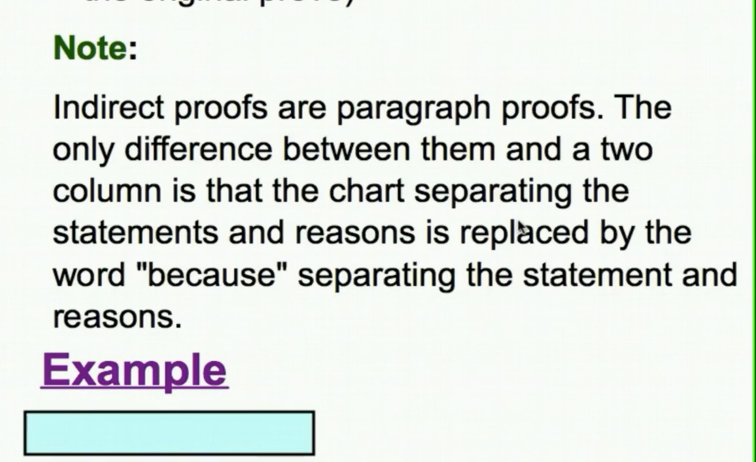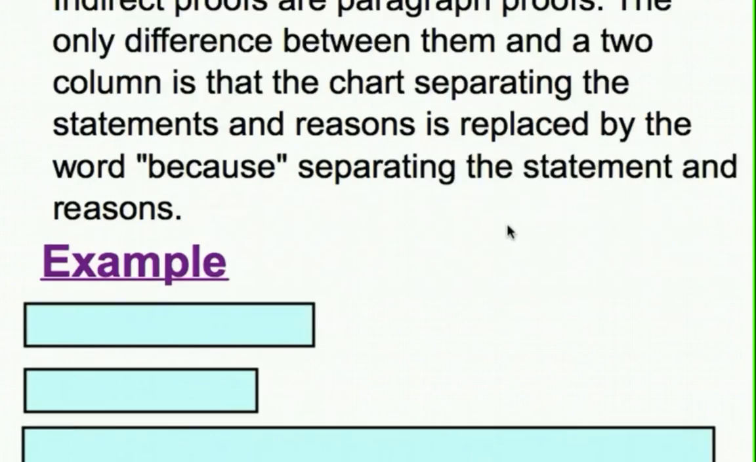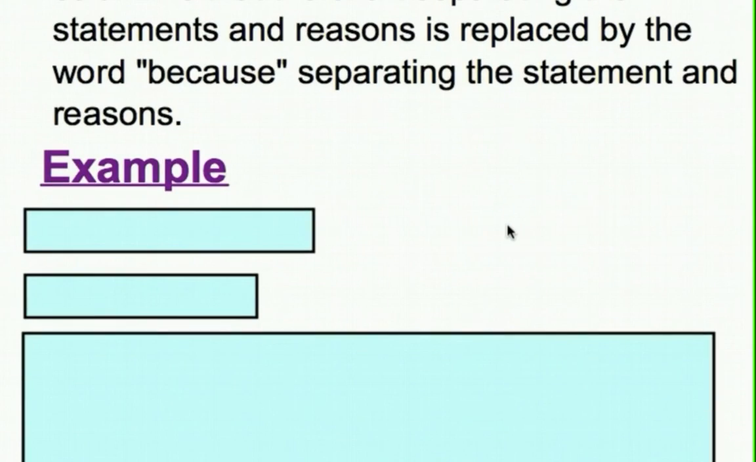Also, note that indirect proofs are paragraph proofs. The only difference between them and a two-column proof is that the chart separating the statements and reasons is replaced by the word because, separating the statement and the reasons. Here is an example that we are going to go over.